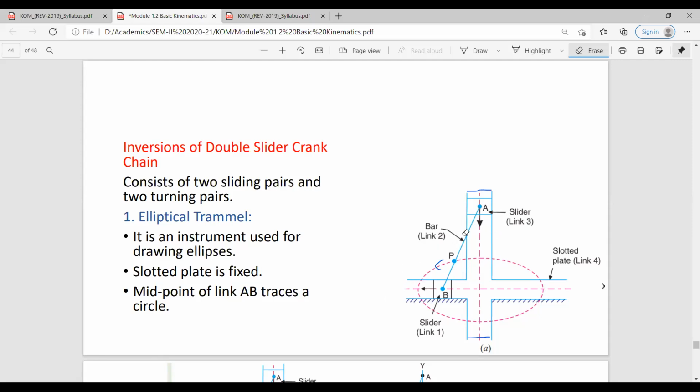Okay, so what is remaining is that now what will happen if link 2 is fixed, that is your bar. If you completely fix it and give motion to any one link, possible motion to any one link, how the other links will have the motion, you have to observe it, and then you can use that mechanism in certain applications. So we will continue in the next lecture.